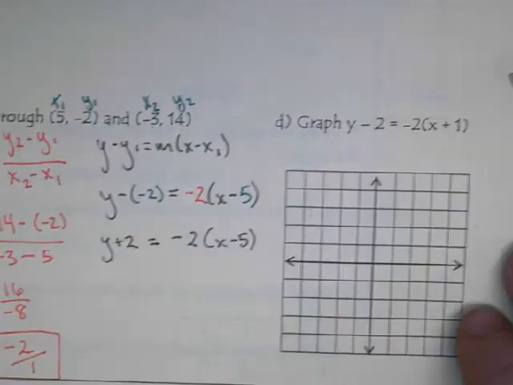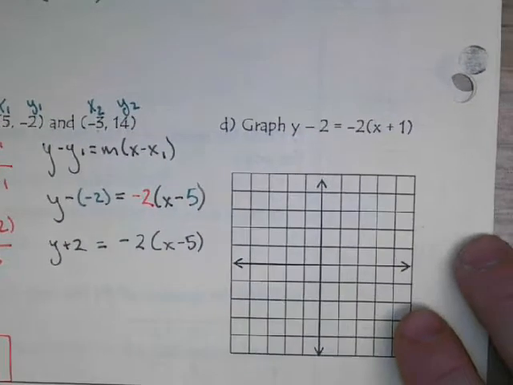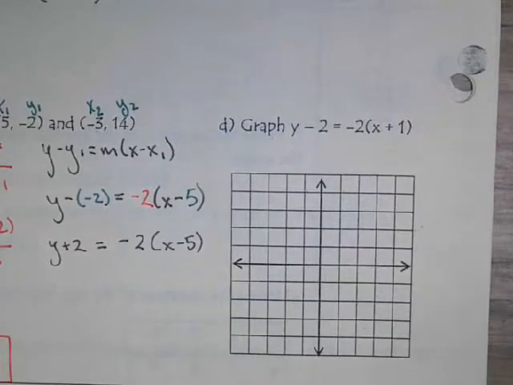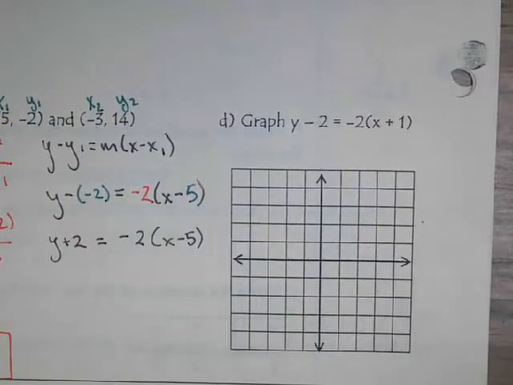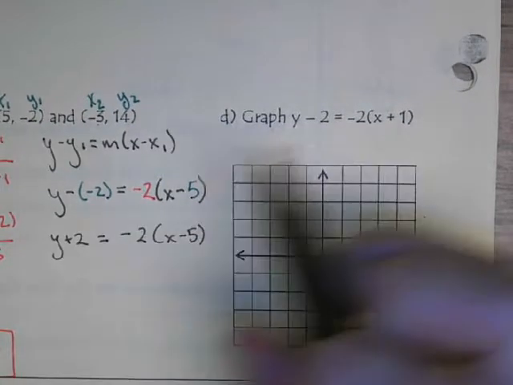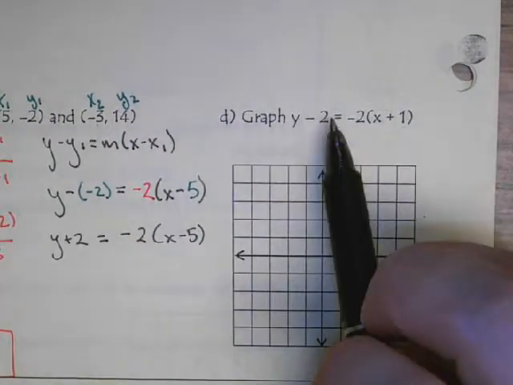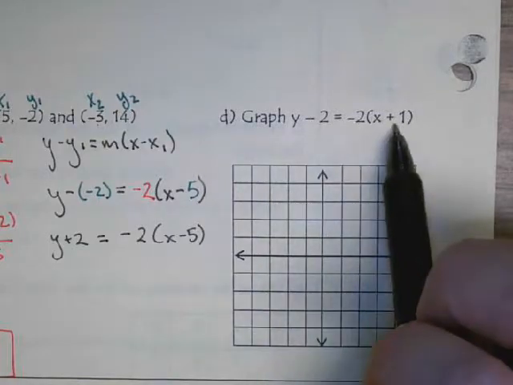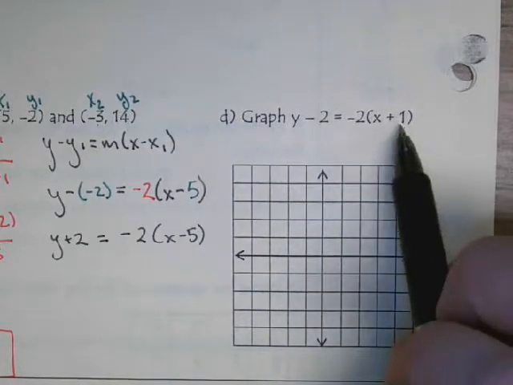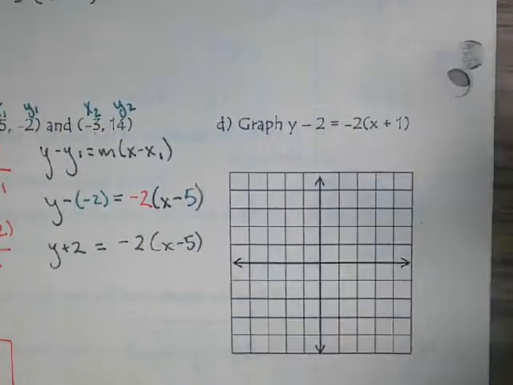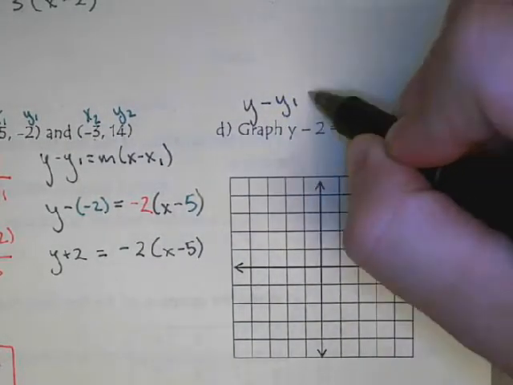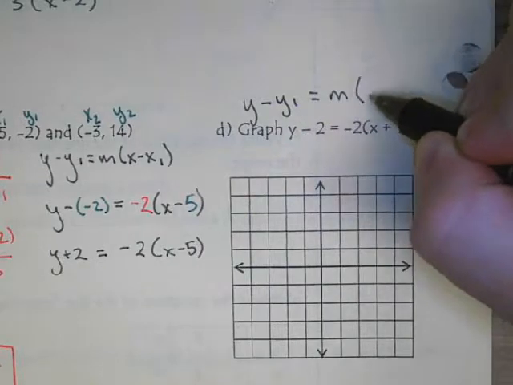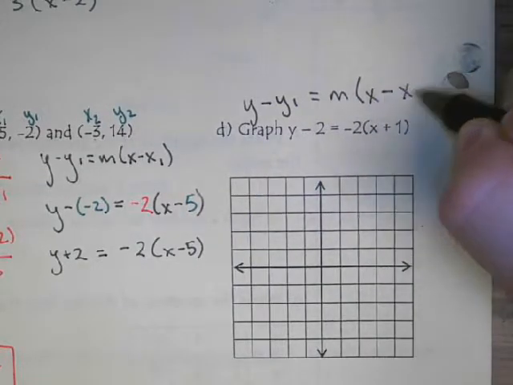So D, now this is kind of tricky because we need to first make sure we're in that perfect version of the form before we can identify the pieces. So when I'm seeing an equation like this, there is a point and there is a slope, but I'm not quite in that perfect version. Because remember, my perfect version is y minus y1 is equal to m times x minus x1.